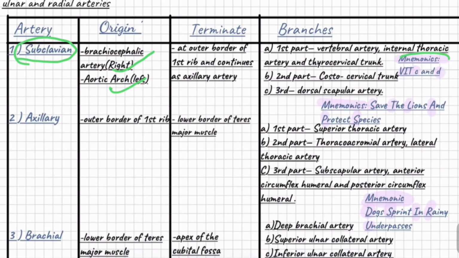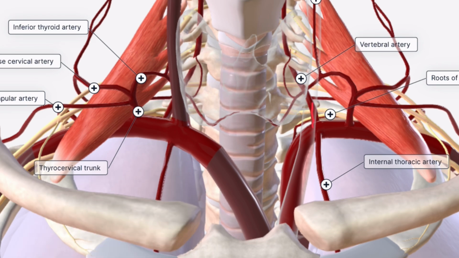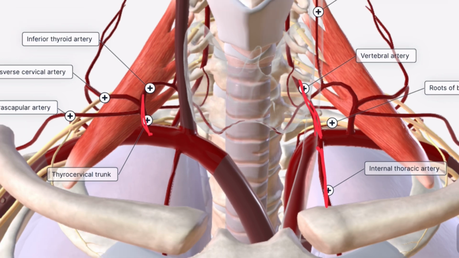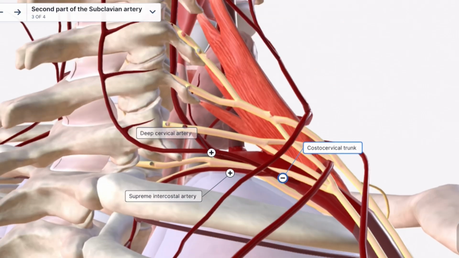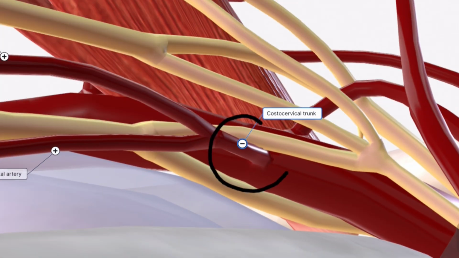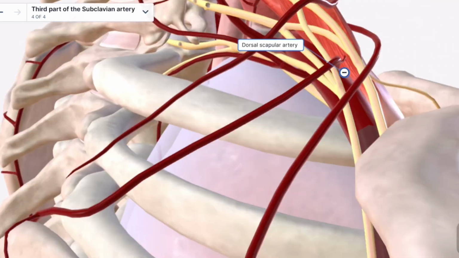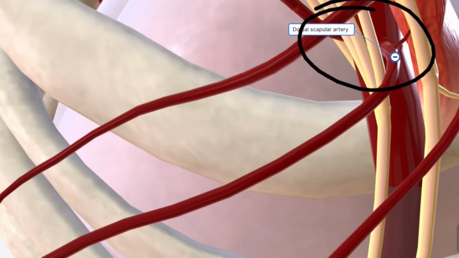For branches, we have a mnemonic, that is vitamin C and D. From the first part, it gives origin to the vertebral artery, internal thoracic artery, and thyrocervical trunk. From the second part, it gives origin to the costocervical trunk. From the third part, it gives origin to the dorsal scapular artery.